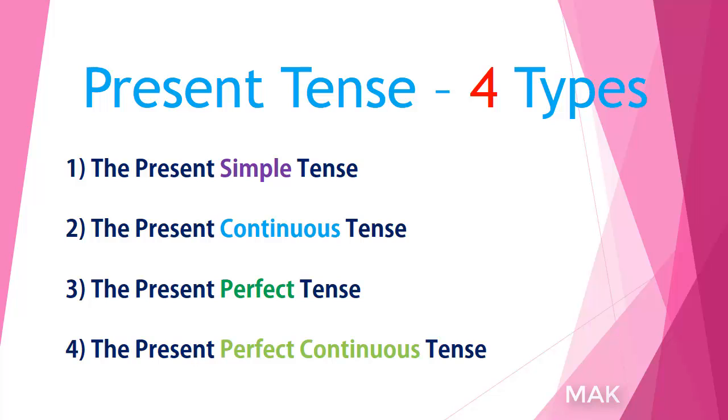The present tense can be the following 4 types: the present simple tense, the present continuous tense, the present perfect tense, the present perfect continuous tense. Let's have a look at all these types.